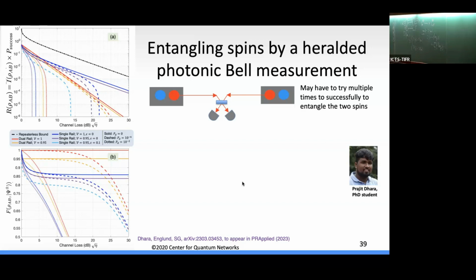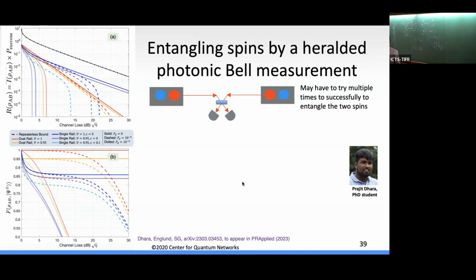So that's why people don't use the single rail encoding. The dual rail encoding is much more robust. All you need is a good mode match here. So even though the dual rail qubit has a worse scaling in terms of loss, it is much more robust to noise and mode mismatch.